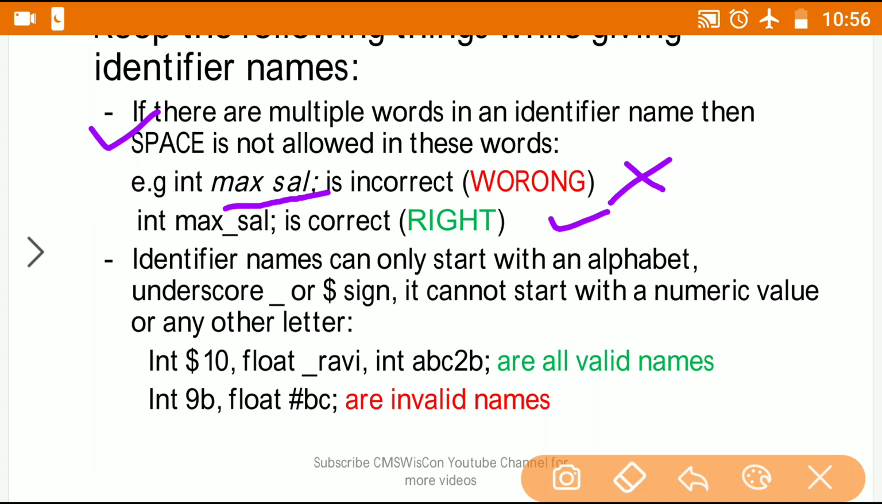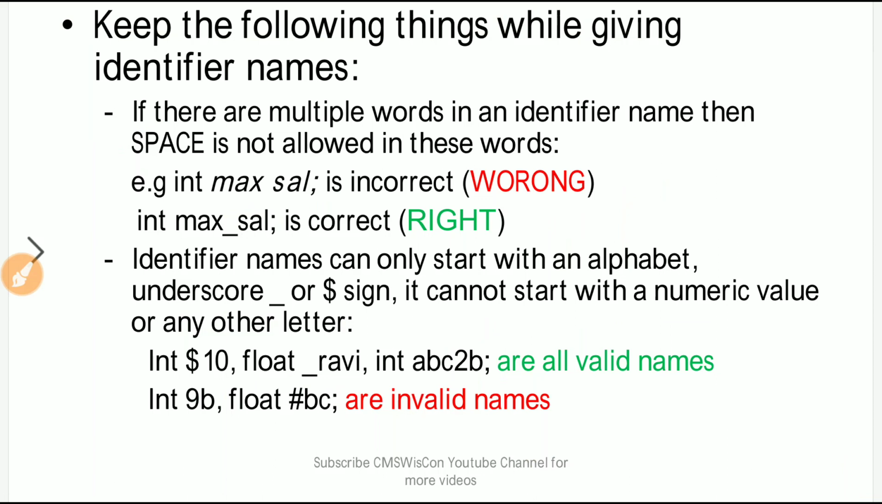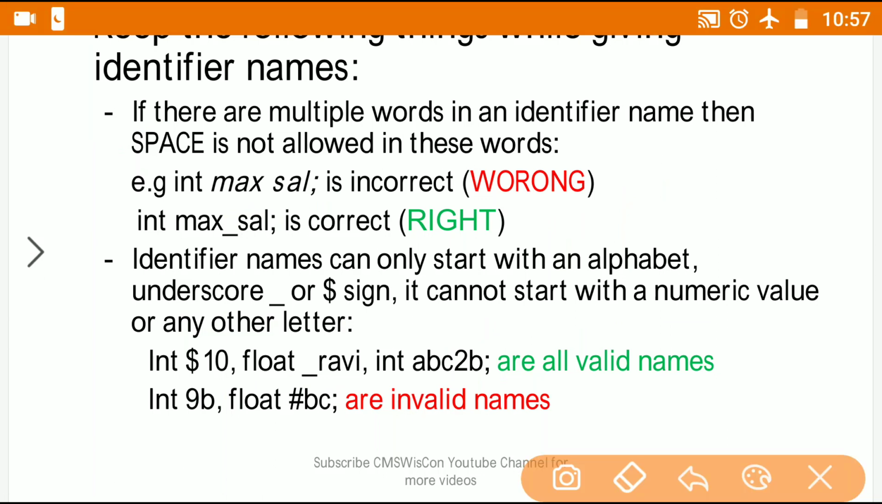And identifier names can only start with an alphabet. So you can start them with an alphabet, or you can use an underscore or $ sign to start a name. It cannot start with a numeric value. So if you're giving names like int $10, it is valid. You can write float _Ravi, it is also valid. You can include numeric values in between, but you cannot start an identifier name with a numeric value. So if you declare a variable like this, int 9b, it is wrong.